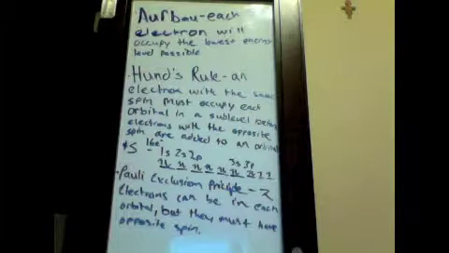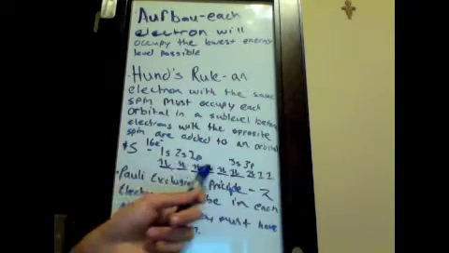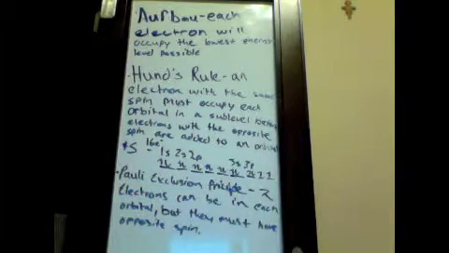Electron configuration notation lists the energy levels and sublevels, but not the orbitals. When you write an electron configuration, you will not see this. These arrows are not incorporated. Noble gas configurations can be used as a shortcut. We will go over this later on in the video.